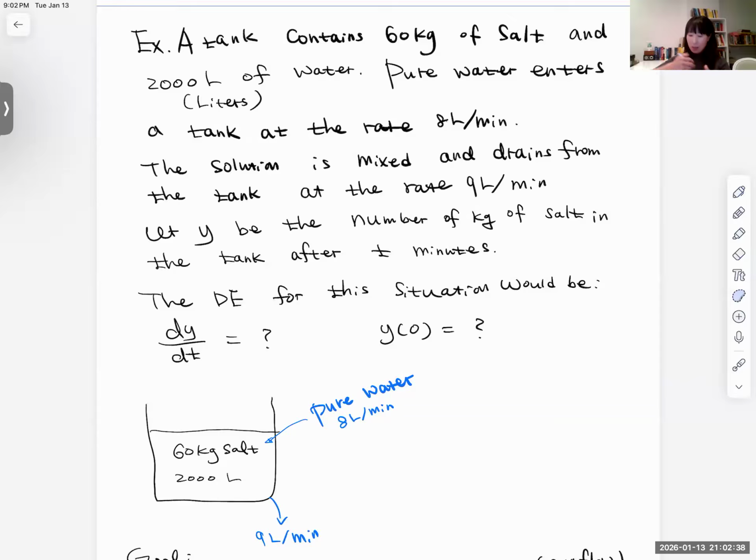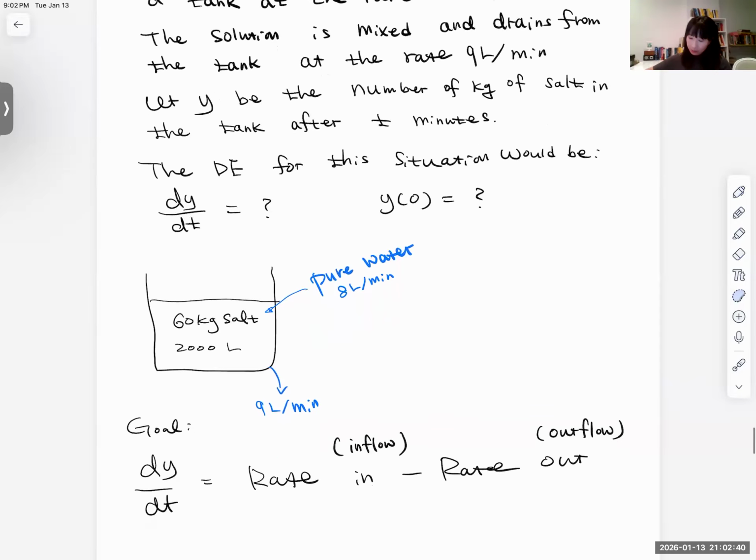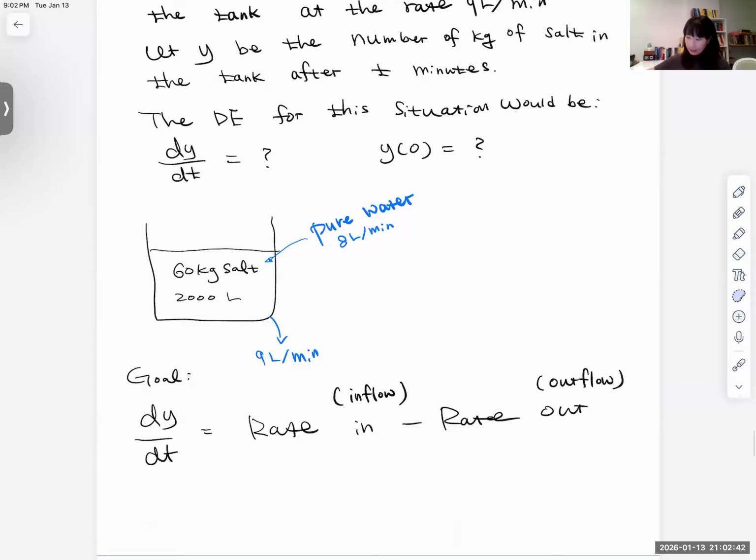Okay? So the goal is dy over dt. So that is, what is the rate of inflow, and we subtract the rate of outflow, right? Okay.